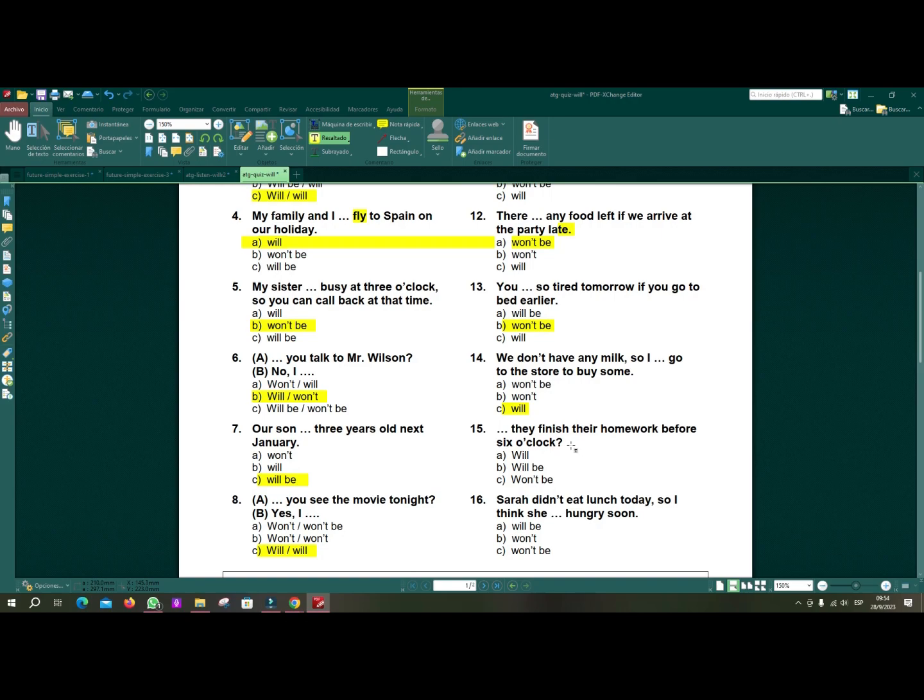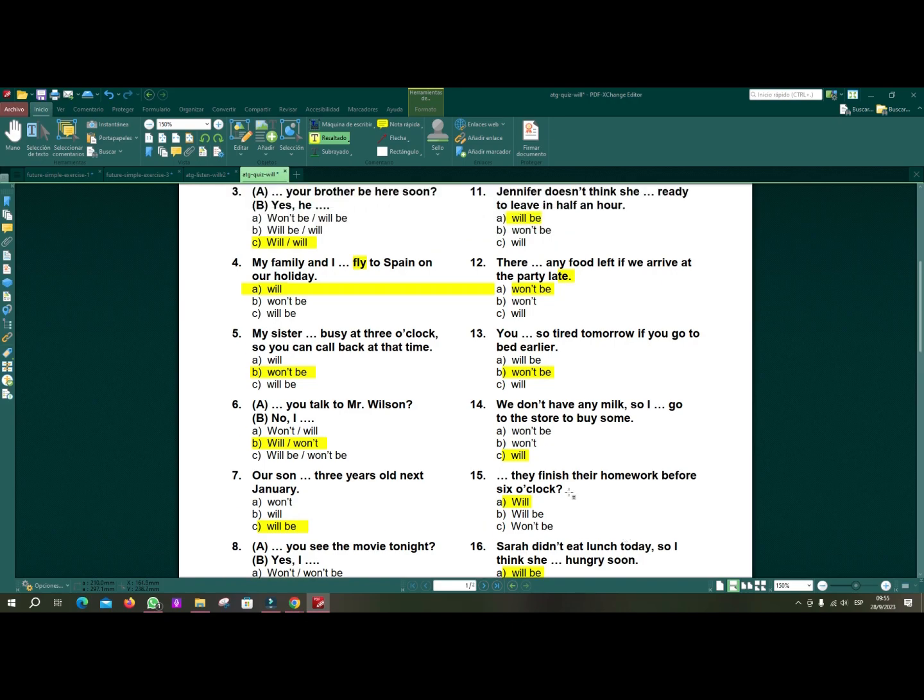Letter A, teacher. Will. So that is just a question. Will they finish their homework before 6 o'clock? Nice. So, will. And the last one, Mr. Ruben, which could be? Sarah didn't eat lunch today, so I think she will be hungry soon. Okay, nice. Amazing, right?